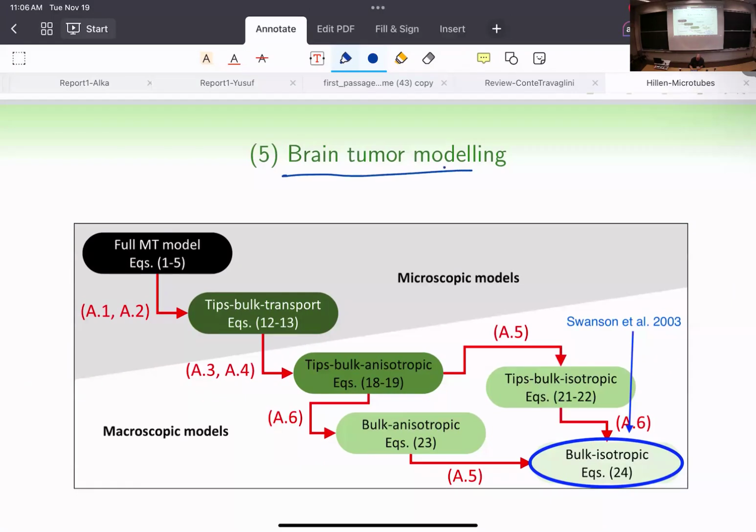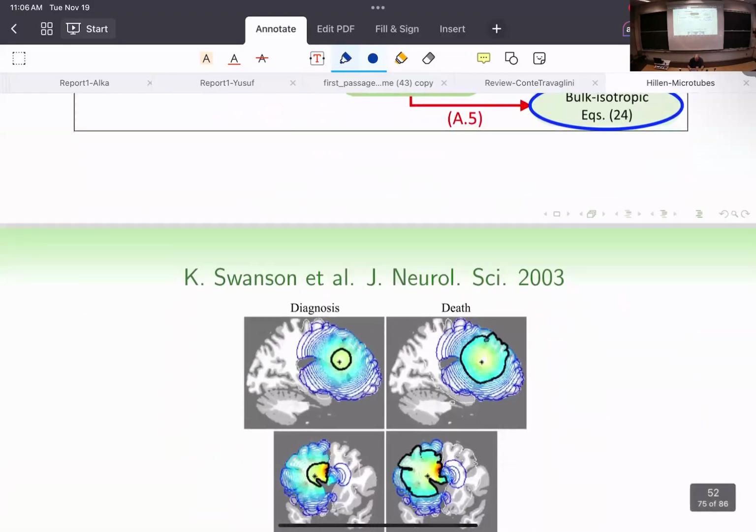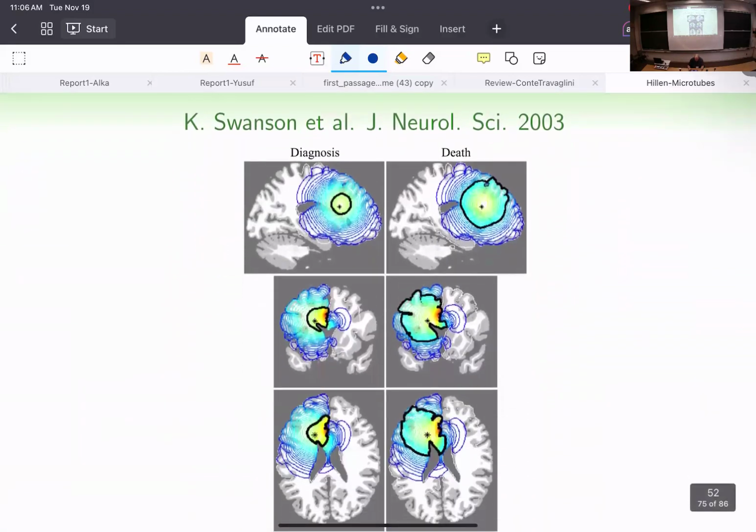So let's look at brain tumor modeling. Now we have this scheme of all the different models, and I want to ask the question, how has this actually been used in the modeling of brain tumors? Let's start with the simplest case, the Swanson model. This has been used a lot, I would say on hundreds, maybe 200 patients or even more. And typical simulations look like this.